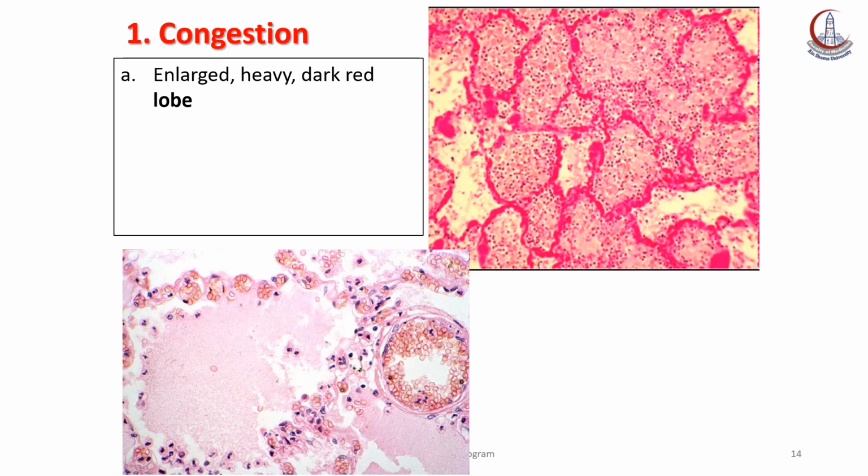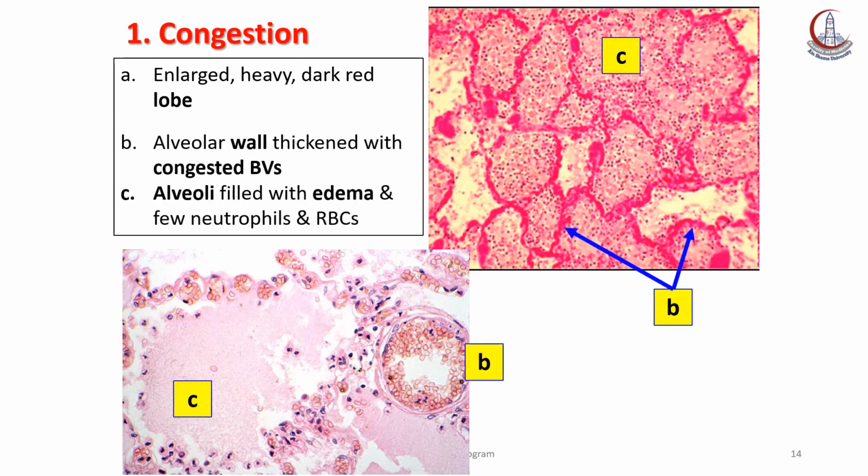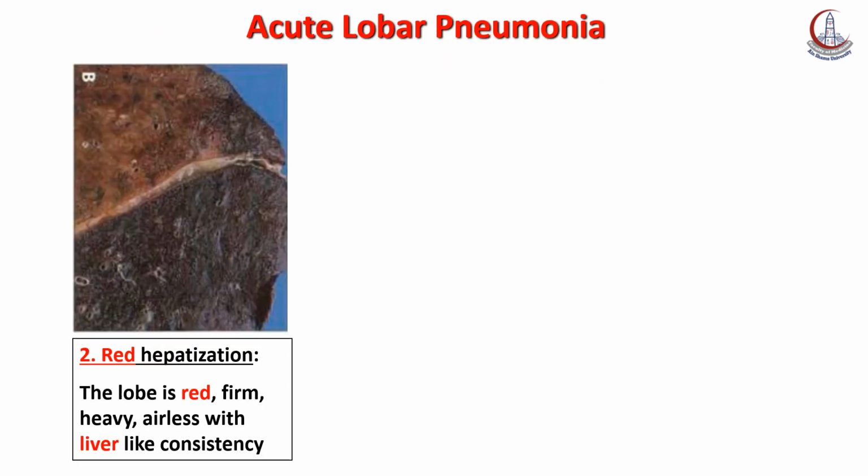Stage of congestion: grossly, the lung is heavy, dark, and brownish in color. Alveolar walls are thickened with congested blood vessels, with alveoli filled with edema, few neutrophils, and scattered red cells. In red hepatization, the affected lobe is more brownish, reddish to brown in color, firm, heavy, airless.